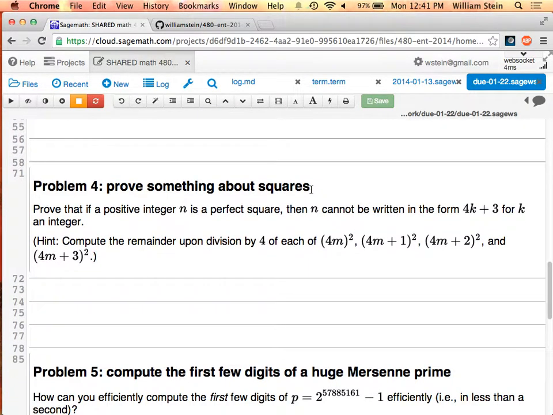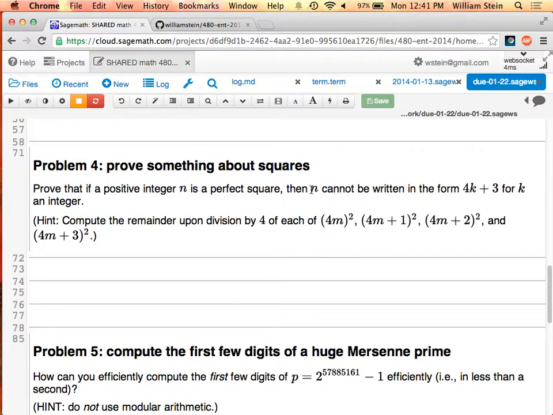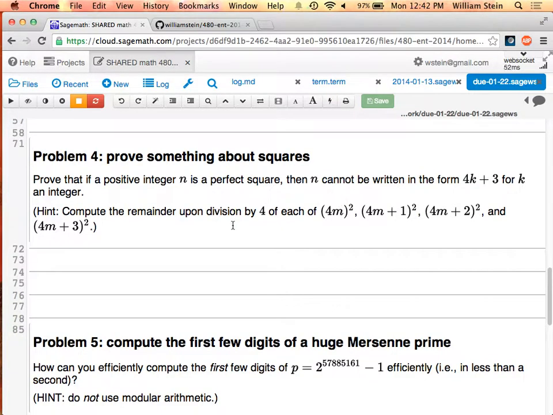But be careful. Okay, so here's one that just involves proving something about squares. So if you have a perfect square, it cannot possibly be written in the form 4k plus 3. So like the number 9 is not of the form 4k plus 3. So it's just a problem, and there's a hint about proving it.